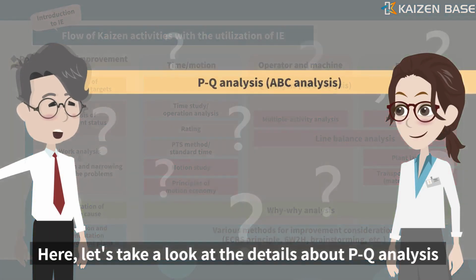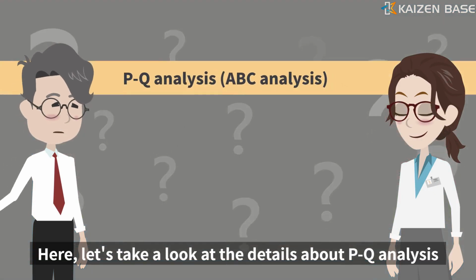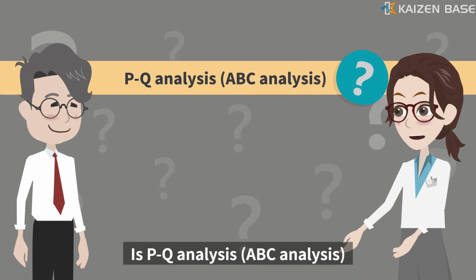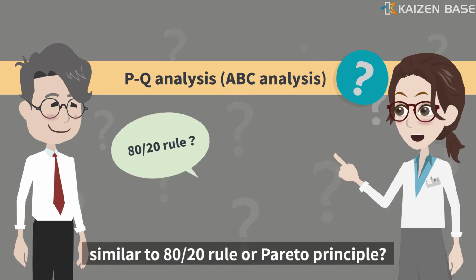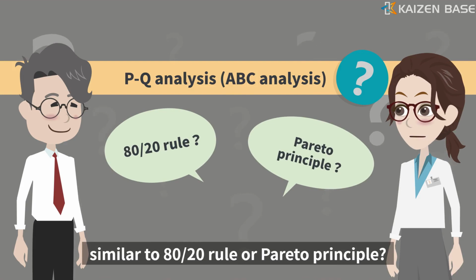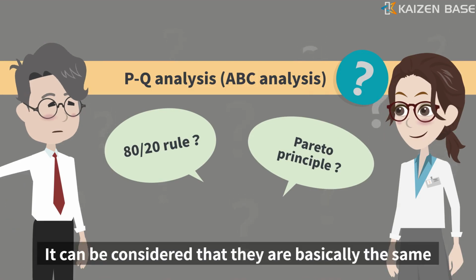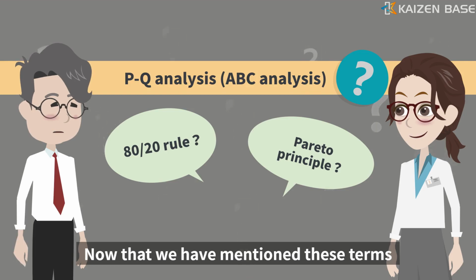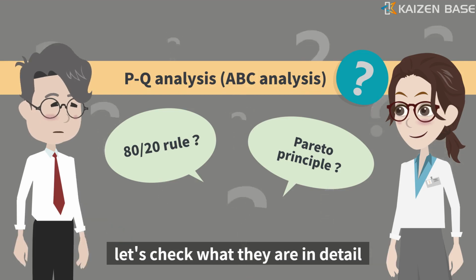Here, let's take a look at the details about P-Q analysis, which is ABC analysis. Is P-Q analysis, ABC analysis, similar to 80-20 rule or Pareto principle? Yes. It can be considered that they are basically the same. Now that we have mentioned these terms, let's check what they are in detail.